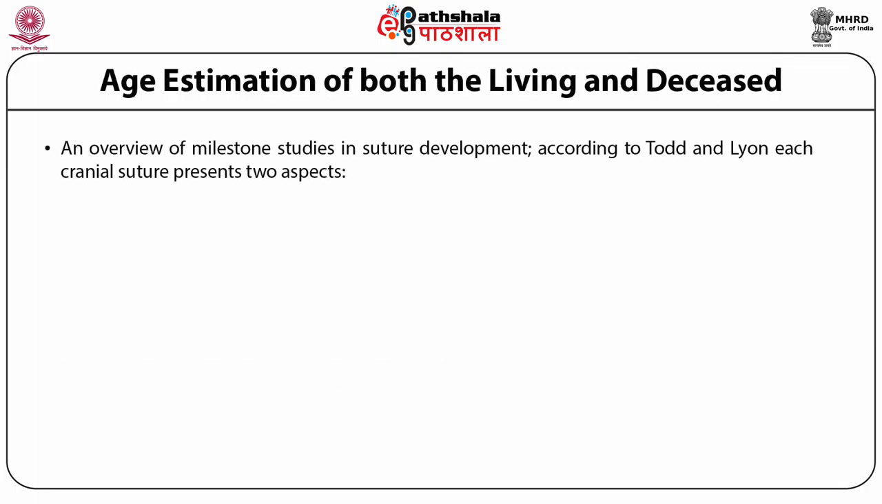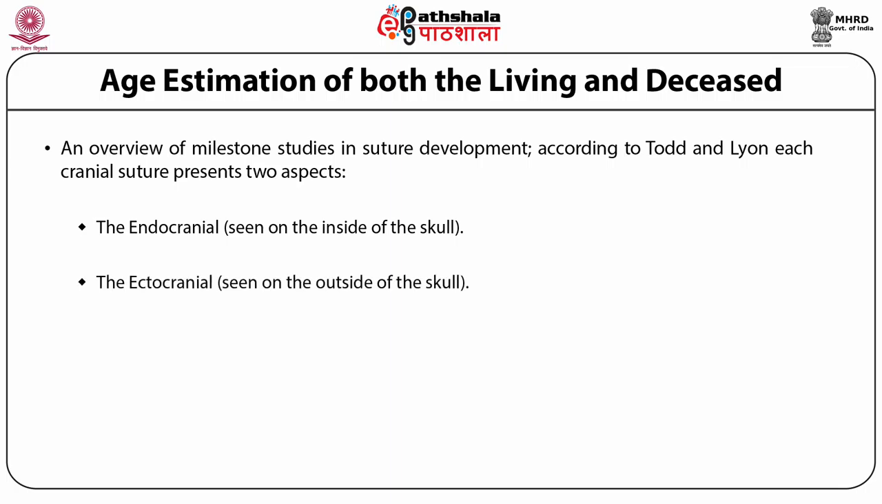An overview of milestone studies in suture development according to Todd and Lyon. Each cranial suture presents two aspects: the first, endocranial, seen on the inside of the skull, and the ectocranial, seen on the outside of the skull. Now here it is very interesting: whenever you want to observe the sutures, the endocranial sutures fuse first, and after 10 years the outside sutures are fused. So the difference between the endocranial and ectocranial is 10 years.